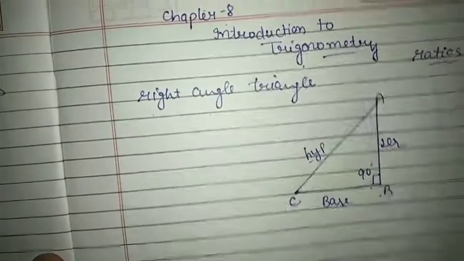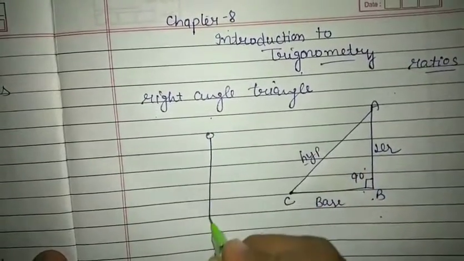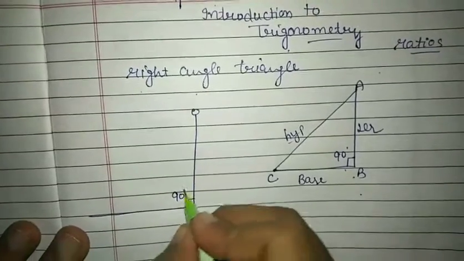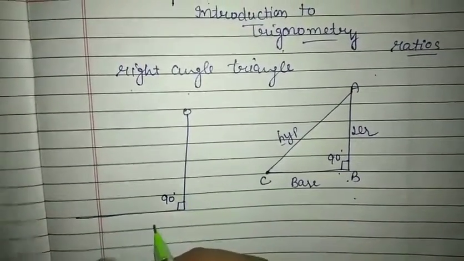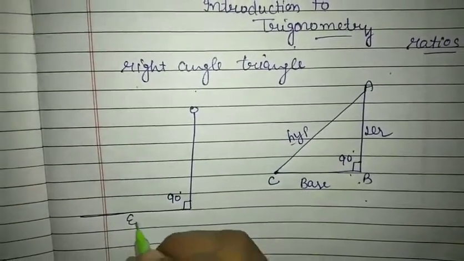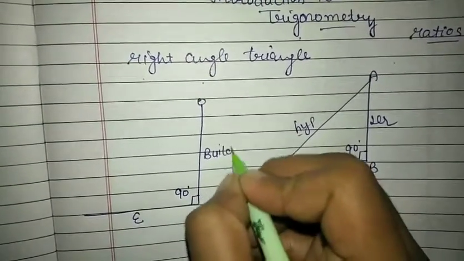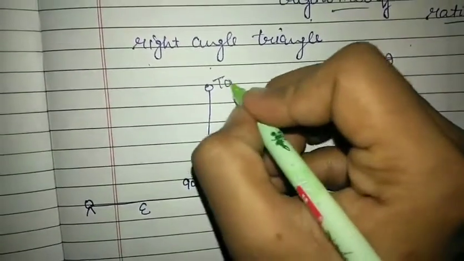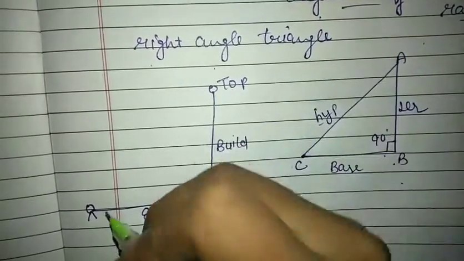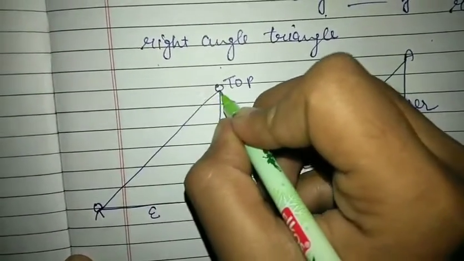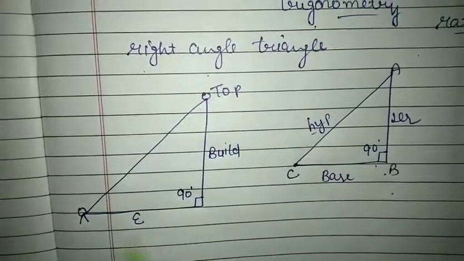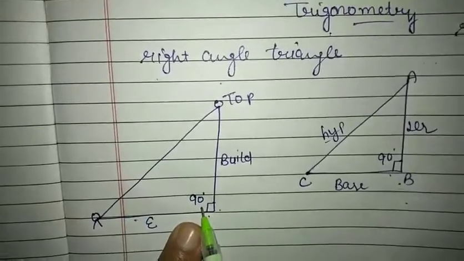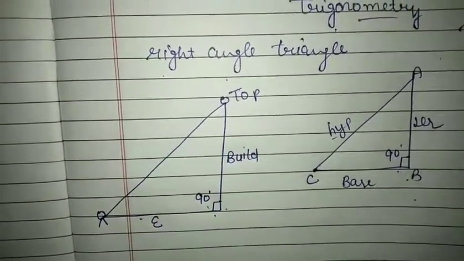Let's take an example. There is a building which is perpendicular to earth. This means the angle is 90 degrees. Perpendicular means the angle is 90 degrees. This is earth, this is building, and one person standing on the earth is observing the top of the building. If we join these 2 points, this becomes a right angle triangle because the angle of the building with the earth is 90 degrees. So this is a right angle triangle.